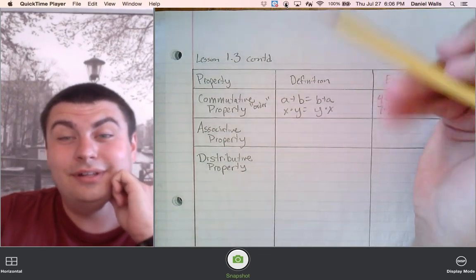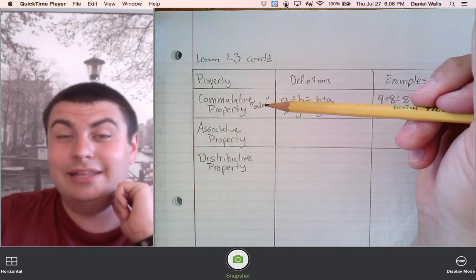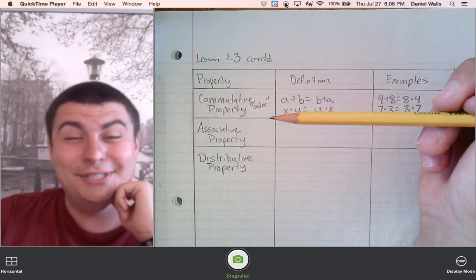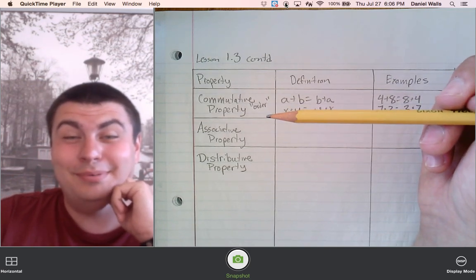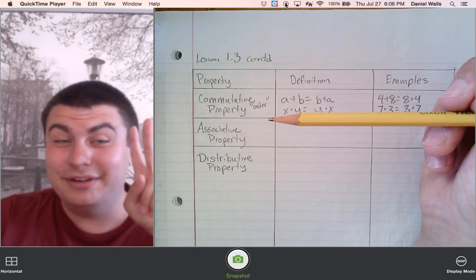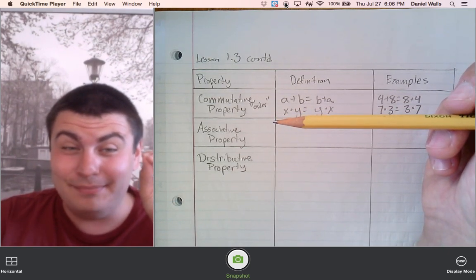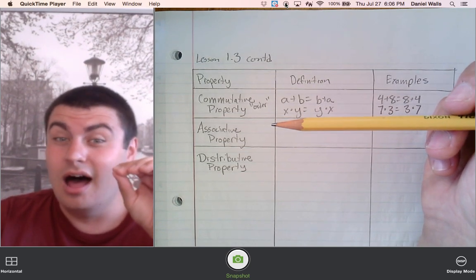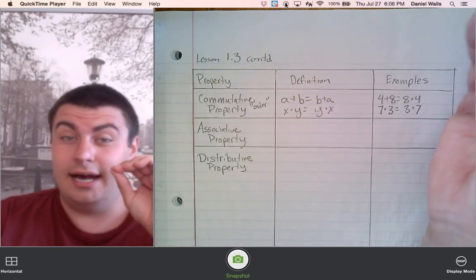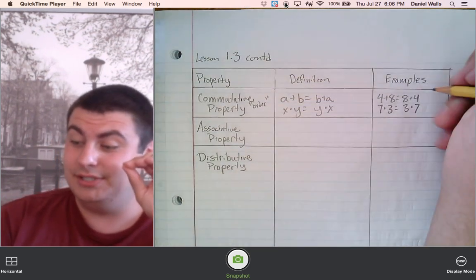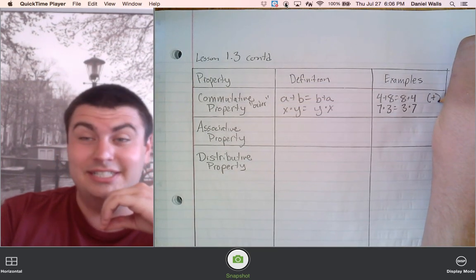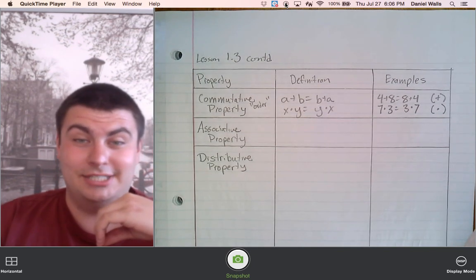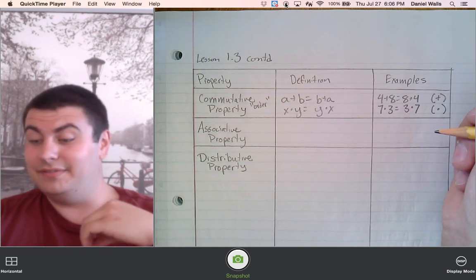Now be careful. I'm going to challenge you to go back and look at what's the difference between the commutative property and the symmetry property. They might look very similar, but they are very different. The commutative property also has two subproperties: the commutative property of addition, which is when you're dealing with addition, and the commutative property of multiplication. And then we have the associative property.